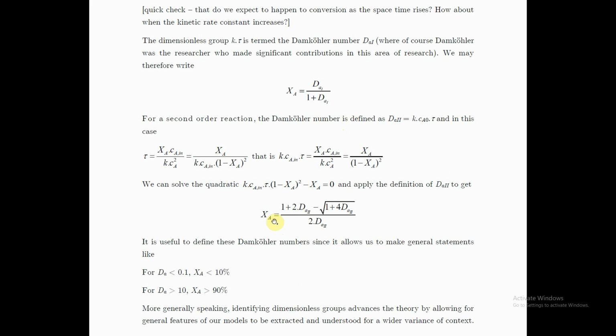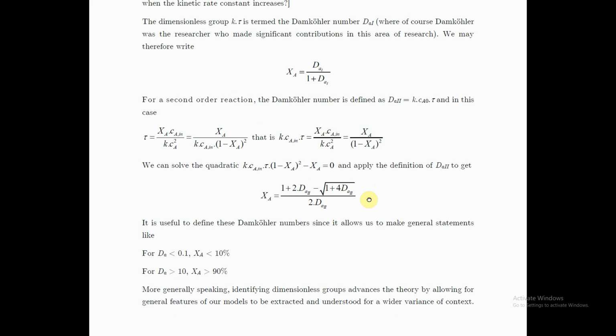So you can solve it in terms of XA here. And in this case, you define the Damköhler number differently. If you work through the algebra here, you'll find that the Damköhler number will in this case be K CA in times tau. So if you make that substitution, you'll find that you get that relationship. So again, K CA in times tau tells us the extent of the reaction. And so that's Damköhler 2.